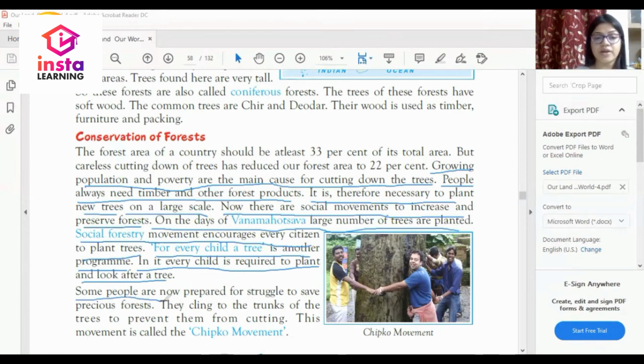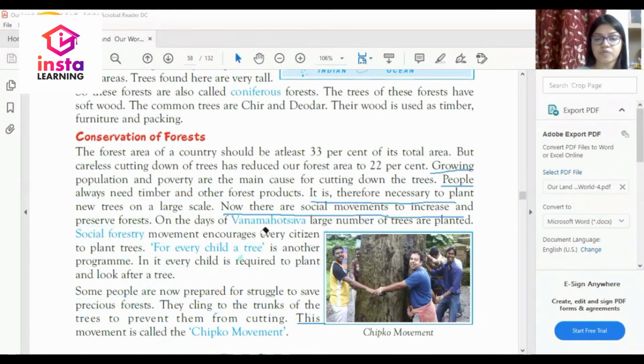Some people are now prepared for struggle to save precious forest. They cling to the trunks of the trees to prevent them from being cut. This movement is called the Chipko movement. So, dear student, this is a very important question. Why is the Chipko movement famous? The Chipko movement is famous for preventing trees from being cut.